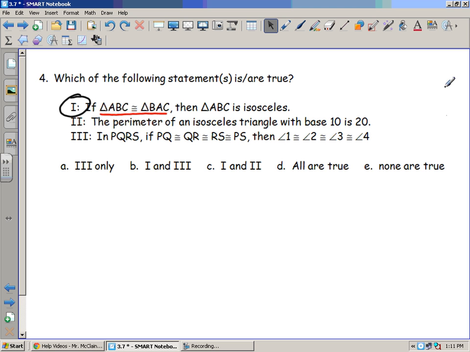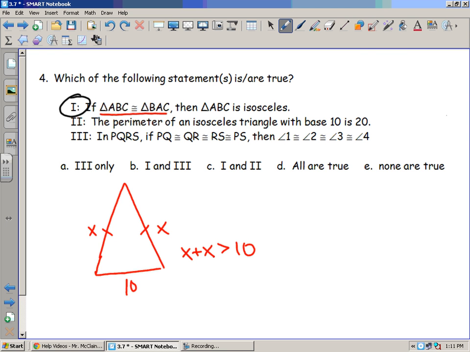Part 2: the perimeter of an isosceles triangle with base 10 is 20. That one doesn't even make sense. If I have an isosceles triangle with base 10, the other two sides have to add up to be bigger than 10. So x plus x has to be greater than 10, which means x needs to be greater than 5. But if the perimeter is 20, then x and x have to be 5. So this problem makes absolutely no sense.